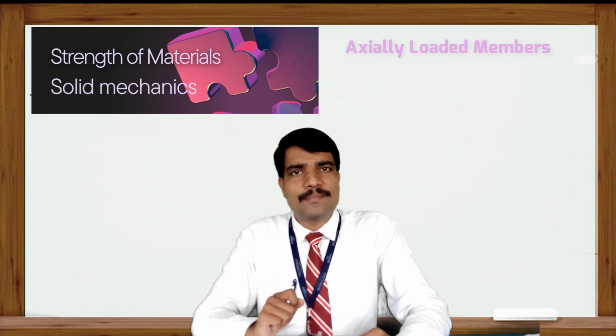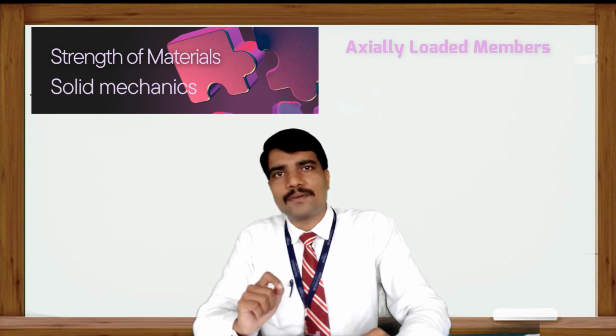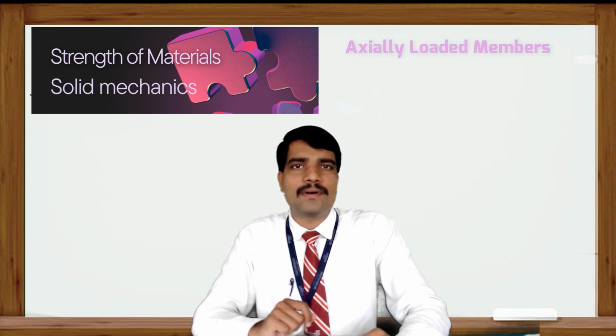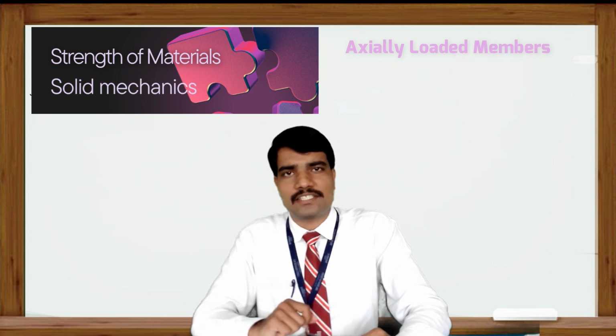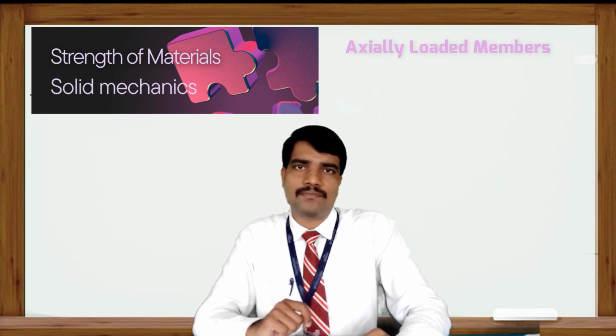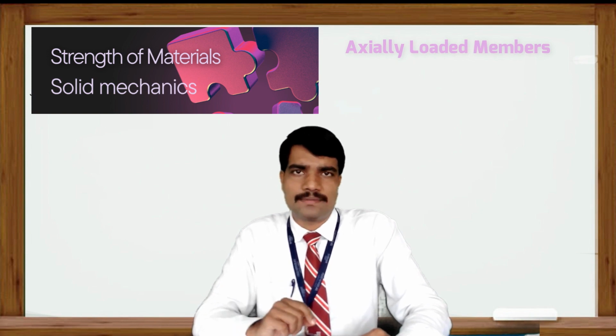A simply supported beam, cantilever beam and overhanging beam are examples of statically determinate structures. And a fixed beam is an example of a statically indeterminate structure. So today we see the numericals on statically determinate structures. These statically determinate structures are again classified into different types.